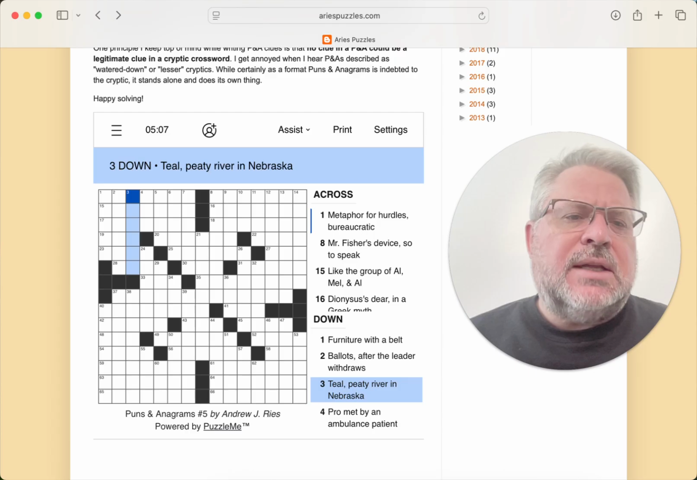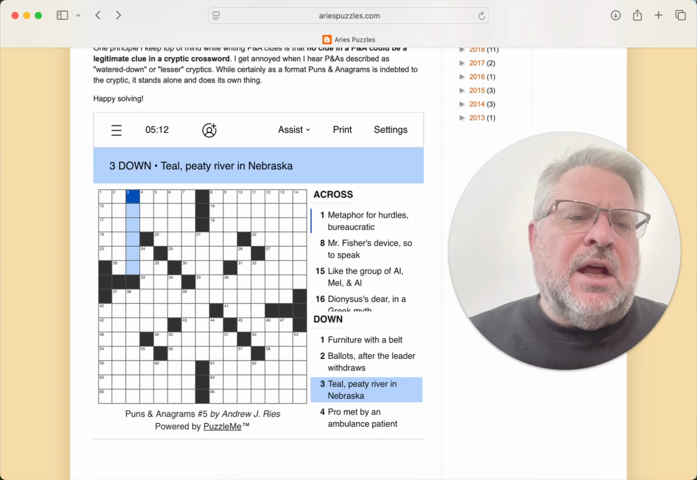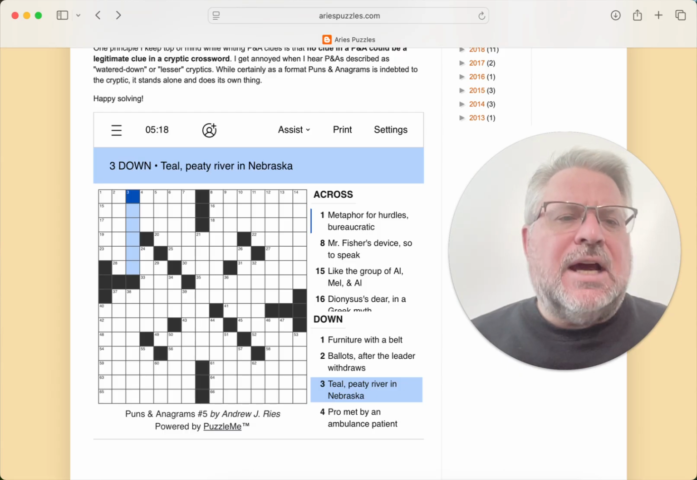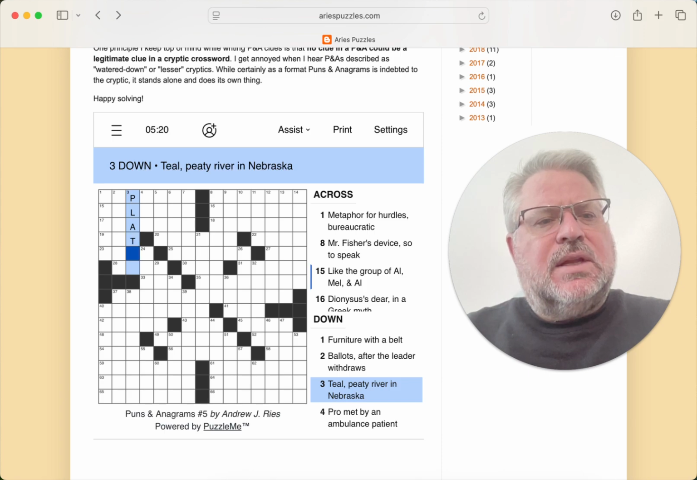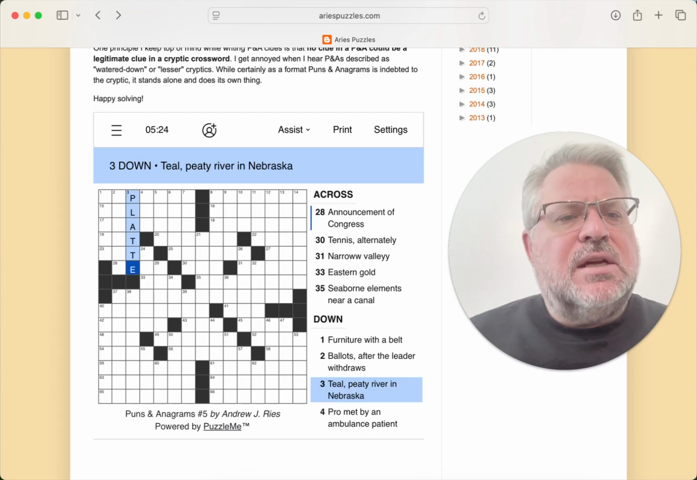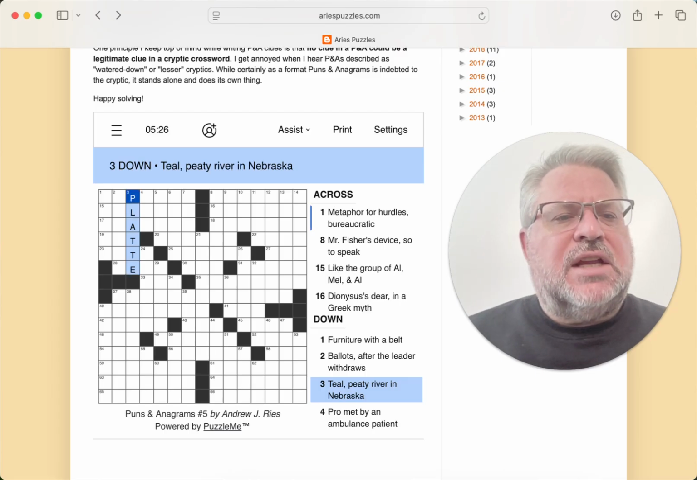So if we had letters T-E-A-L, P-E-T, I think would give us Platte if we anagrammed those. So I think PT is PT. Those two letters are indicated by the word PT.